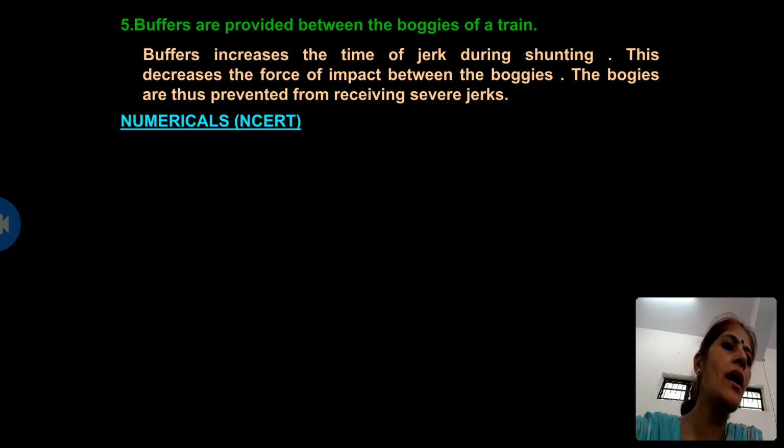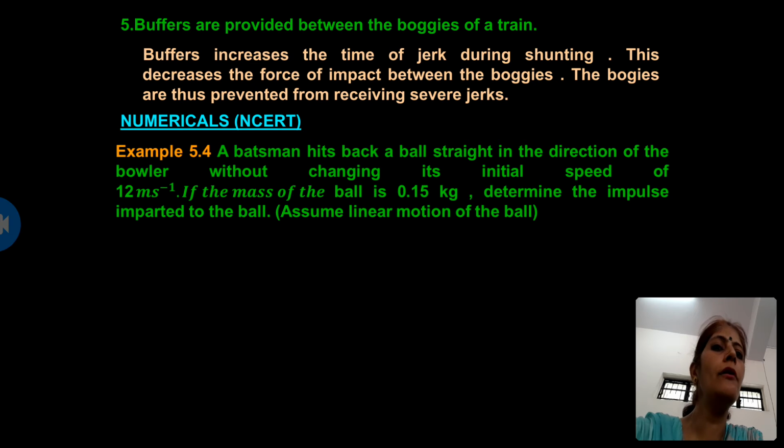I am taking here NCERT example 5.4. A batsman hits back a ball straight in the direction of the bowler without changing its initial speed of 12 meters per second. There is no change in the speed, there is only the change in the direction, as the statement says. If the mass of the ball is 0.15 kg, determine the impulse imparted to the ball. Assume that the motion of the ball is linear.